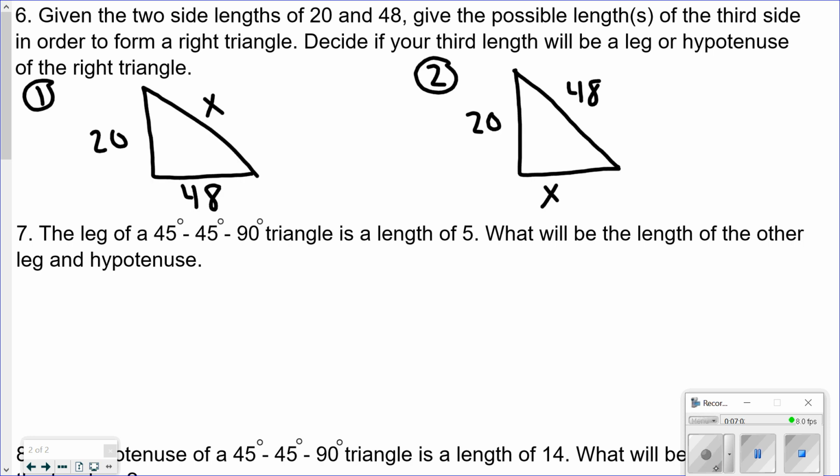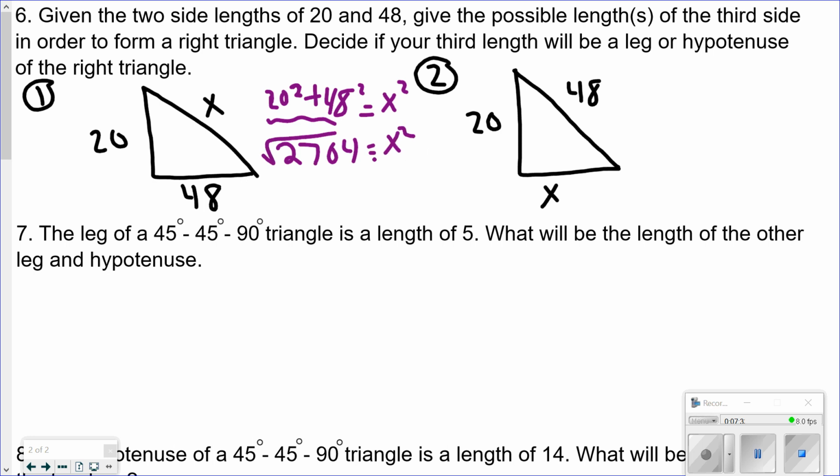So let's solve for x in our first scenario, where x is the hypotenuse. I'm going to have 20 squared plus 48 squared is equal to x squared. If I plug this into my calculator, I get 2,704 is equal to x squared. If I square root each side, I end up getting that 52 is equal to x.